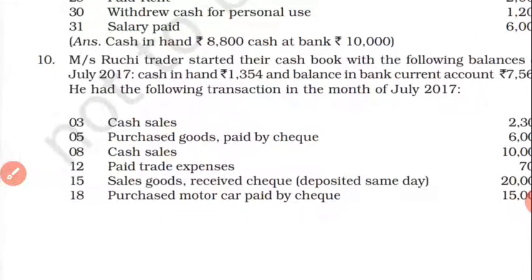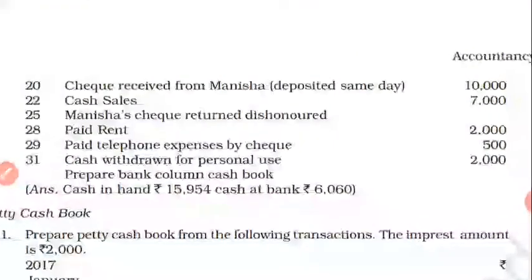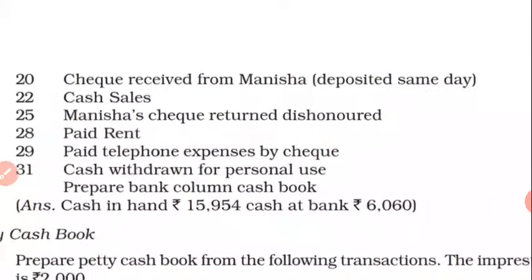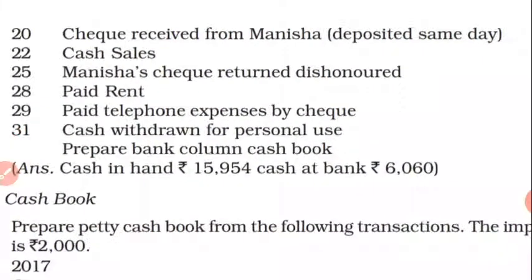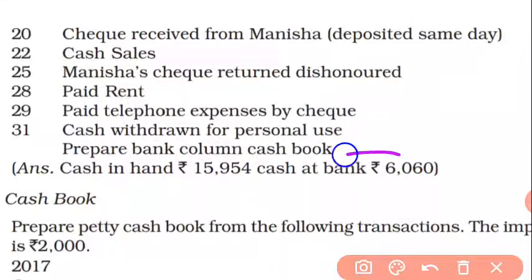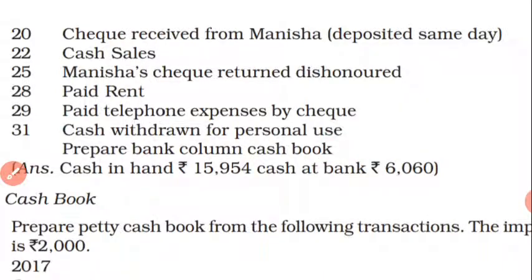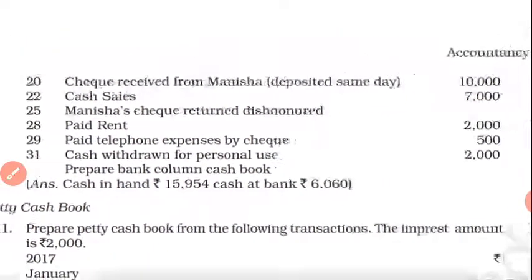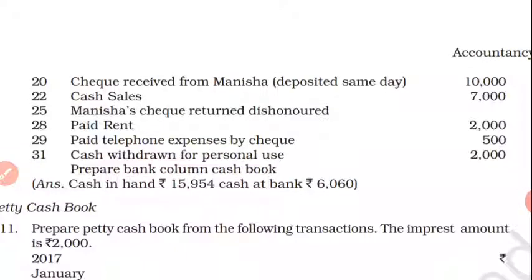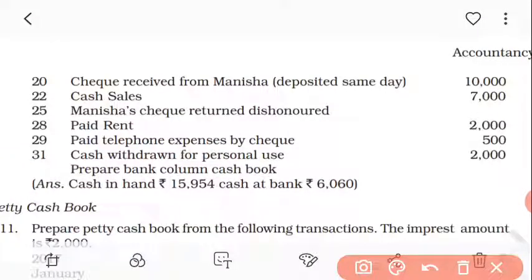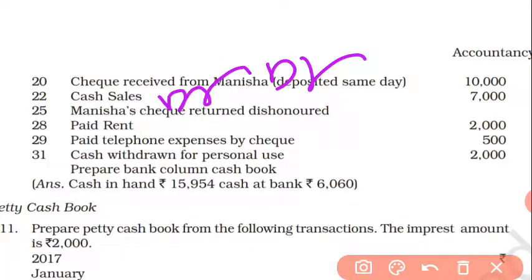In the remaining part of the question, on 20th July, check received from Manisha of 10,000 deposited into bank on the same day. This is also our income, that is why it is recorded in the debit side. Cash held is also recorded in the debit side. Manisha's check returned dishonored, that is why it is recorded in the credit side.